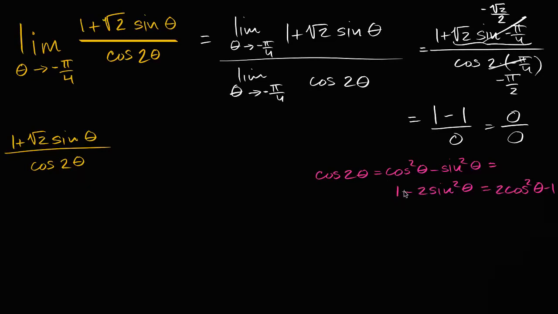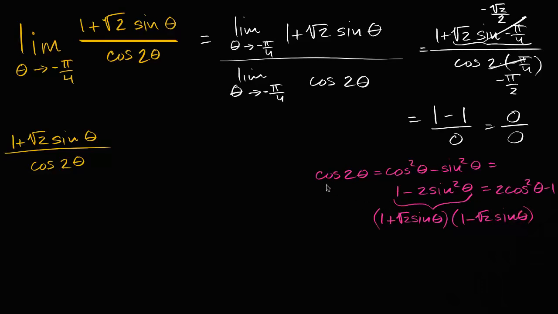Now, do any of these look useful? Well, all of these three are differences of squares, so we can factor them in interesting ways. And remember, our goal at the end of the day is maybe to cancel things out that are making us get this 0 over 0. If I could factor this into something that involves a 1 plus √2 sin θ, then I'm going to be in business. And it looks like this right over here can be factored as 1 plus √2 sin θ times 1 minus √2 sin θ.